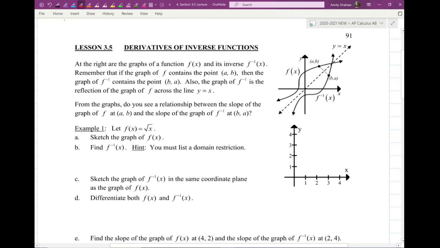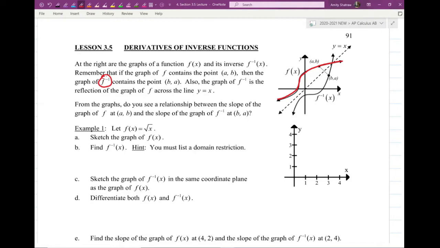Lesson 3.5 is about the derivatives of inverse functions. And I'll say right here, we've got a graph of some function f of x, and you might not remember this inverse notation here where there's that -1 up there in the corner. It doesn't mean take something to a power. Please recall that it means that we are taking the inverse of something.